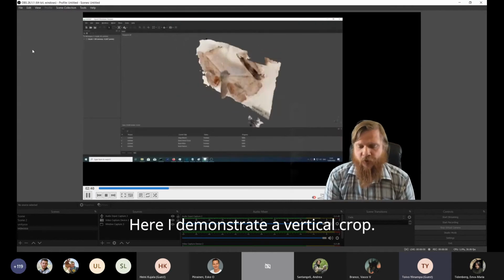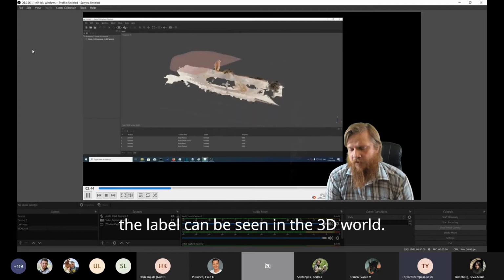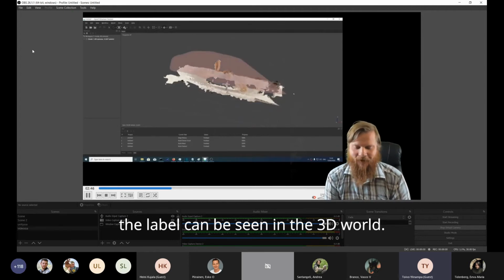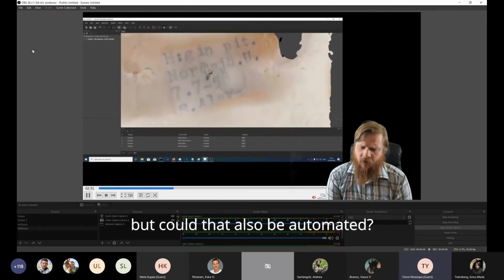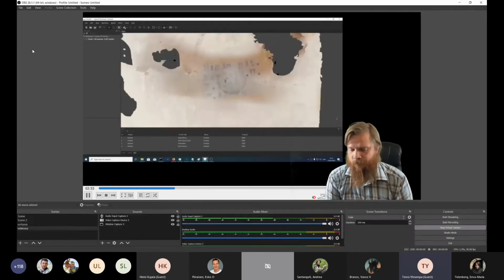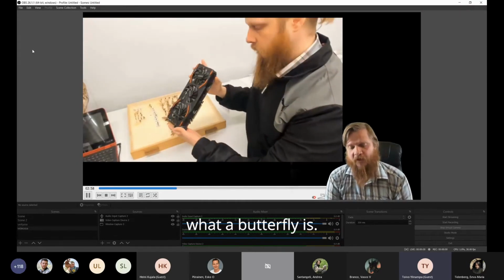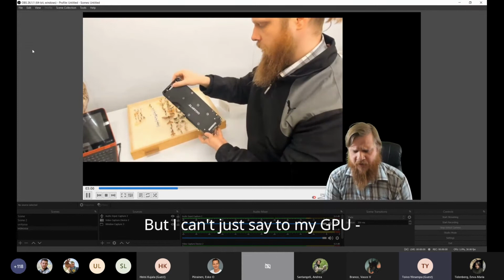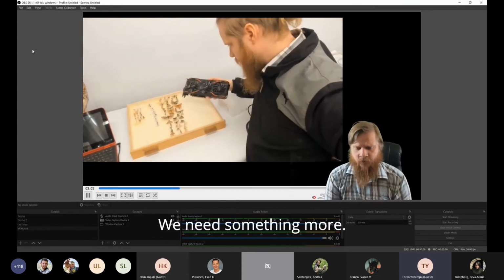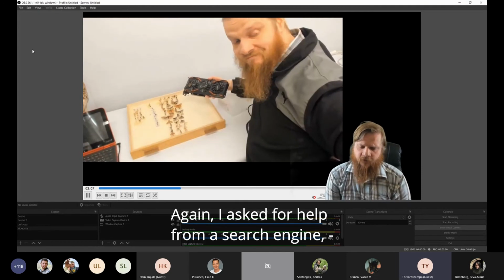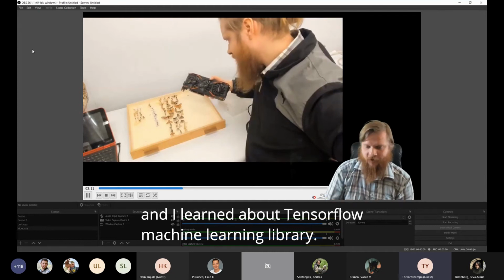Here I demonstrate a vertical crop. When digitally removing the specimen, the label can be seen in 3D world. Cool. This takes a lot of imaging, but could that be automated also? You and I most certainly know what a butterfly is, but I can't just say to my GPU to find those. We need something more. Again, I asked help from a search engine and I learned about TensorFlow machine learning library.